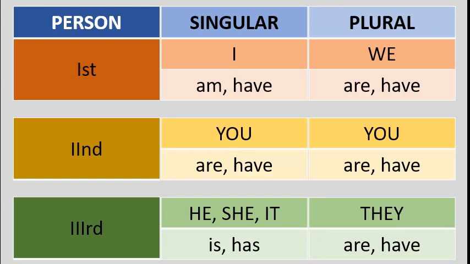With these persons, we use different auxiliary verbs. With I, we use am and have. With we, we use are and have. With you, we use are and have. Remember one thing, you is always considered as plural form. With he, she or it, we use is or has. With they, we use are or have.